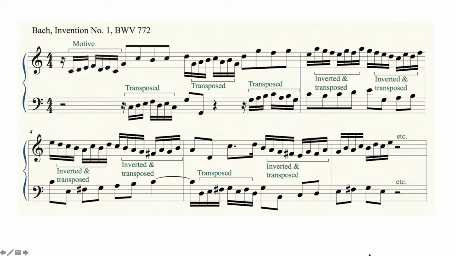Here we have the actual music of the first 6 measures of Bach's Invention Number 1 with the motive and the transposed forms of the motive shown as well. And we'll notice that in measure 5 we have a transposed and an inverted and transposed version of the motive, which has an F sharp, and that pitch is outside of the key of C major, so we know that it is a real transposition and a real inversion with transposition.